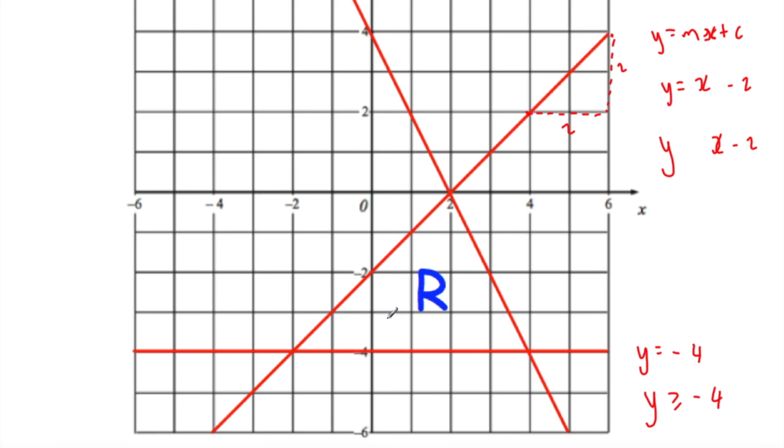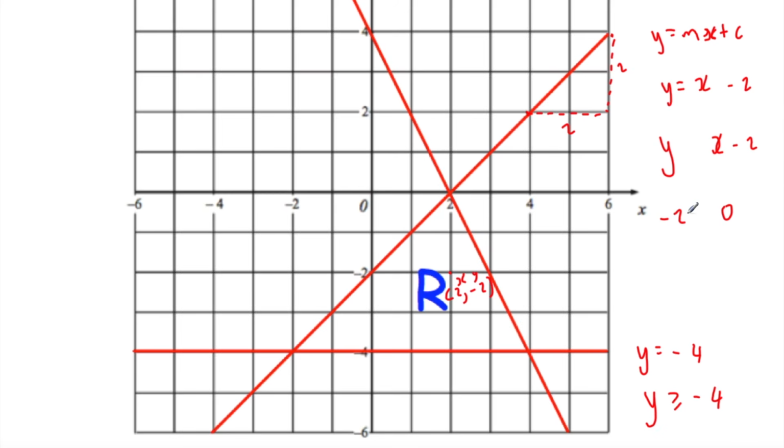So let's choose a point inside the region that satisfies the inequality. I'm going to choose this point here, the point 2, -2. So the x coordinate is 2 and the y coordinate is -2. So we'd have here y, well, that's -2. Then on the right hand side, we've got x minus 2. X is equal to 2, 2 minus 2 is 0.